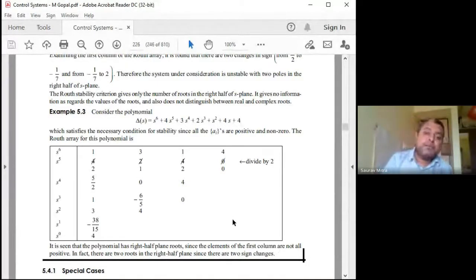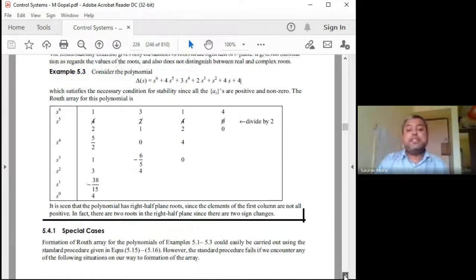All the first column elements should have the same sign. If all the first column elements have the same sign, that means there is no sign change in the first column. If there is no sign change in the first column, it means all the roots of the system are lying in the left hand side of S plane. That means the system is completely stable. The number of sign changes in this case is 2. That means there are 2 poles in the right hand side of S plane. That means the system is unstable.